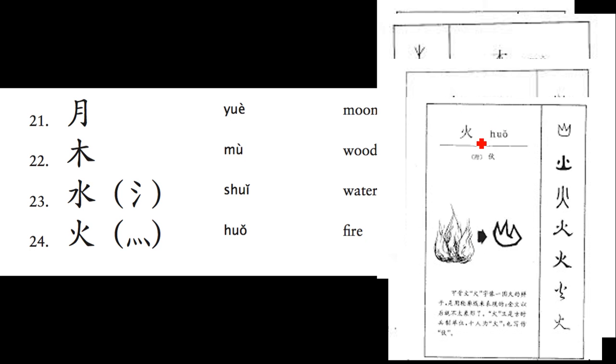Next one is 火. The original meaning of 火 is fire. In 甲骨文, it is like three flames on the ground. Later script simplifies the flames on both sides and writes the main flame of the fire into a human being. So we have a human and then we have two fire.